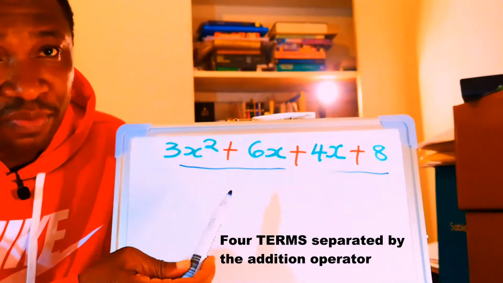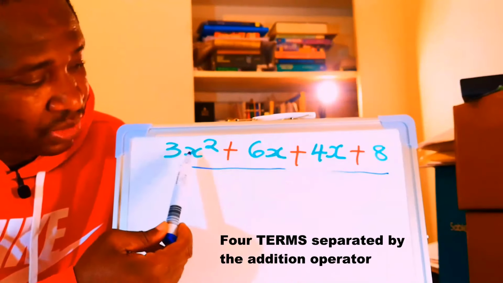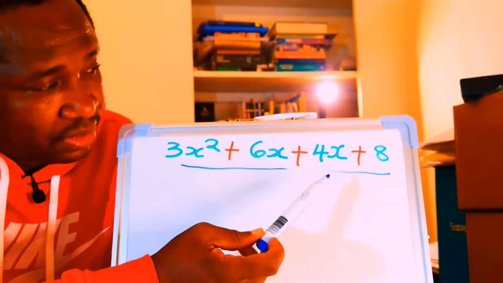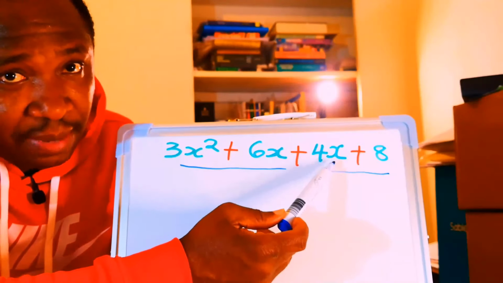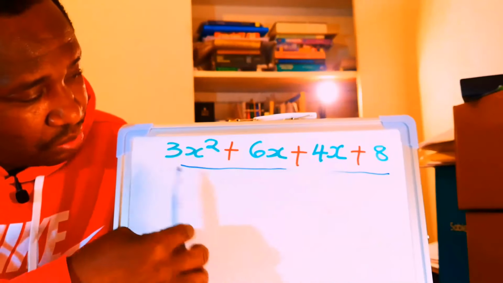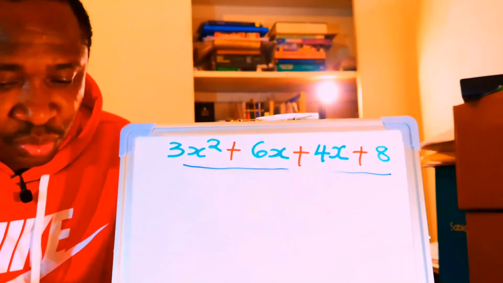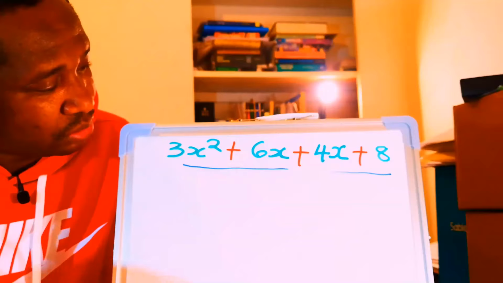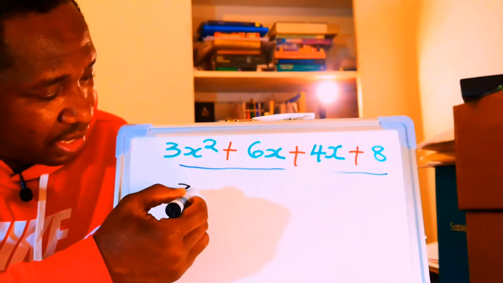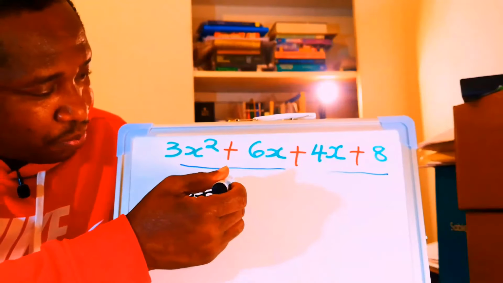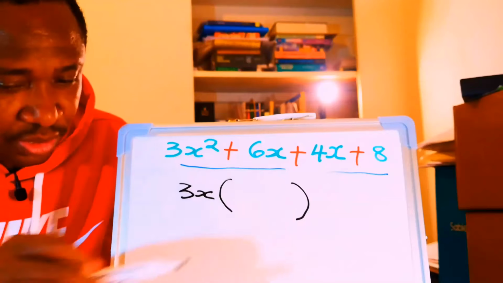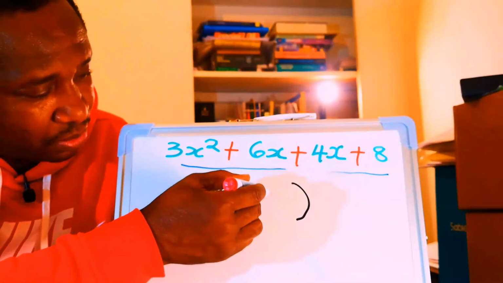Here we have four terms. This is the first term, this is the second term, this is the third term, and this is the fourth term. Now, looking at the first two terms, what is common in the first two terms is 3x. I'm going to open a bracket. This plus, I will return it here to have this plus.